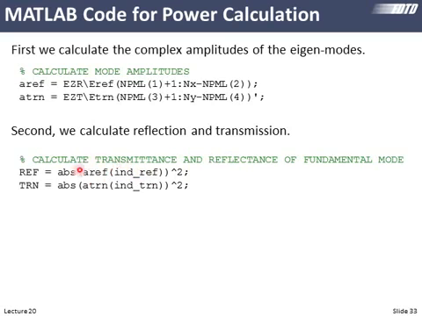We take the absolute value and square it, and we have the reflectance of the fundamental mode. And we do the same thing for the transmitted side and have the transmittance. Now we should be dividing by the amplitude of our source mode, but usually we make that 1, and so then it doesn't need to appear in these equations. So at this point, ref and TRN shows us the fraction of power reflected into the reflected fundamental mode and transmitted into the transmitted fundamental mode.